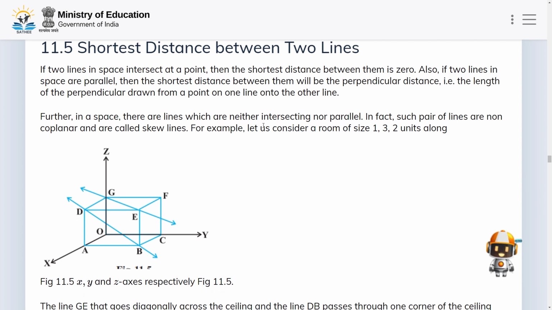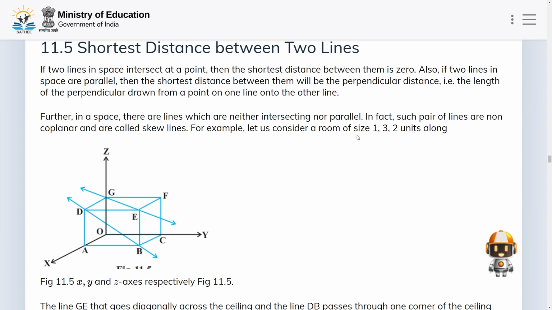Further, in space there are lines which are neither intersecting nor parallel. In fact, such pairs of lines are non-coplanar and are called skew lines. So skew lines are neither parallel nor intersecting.